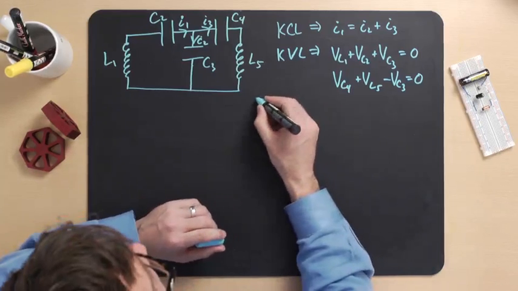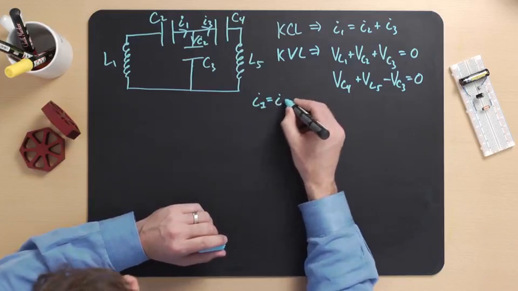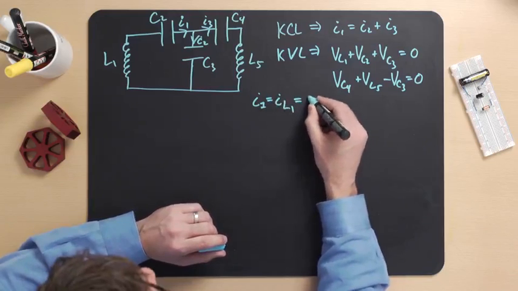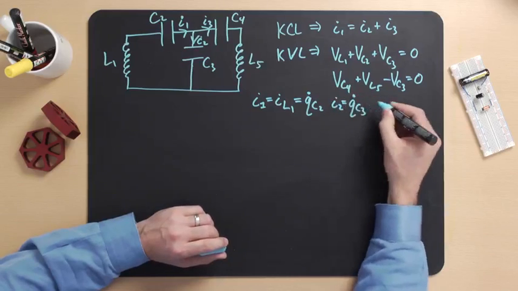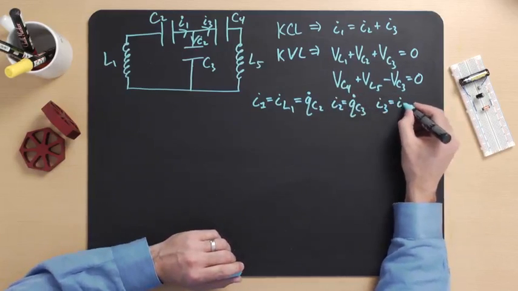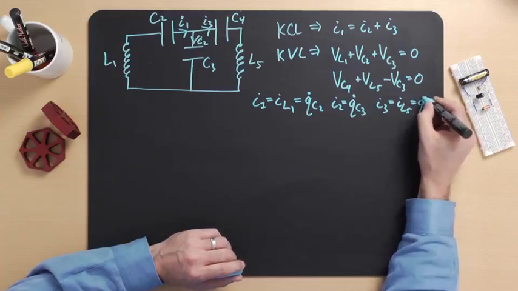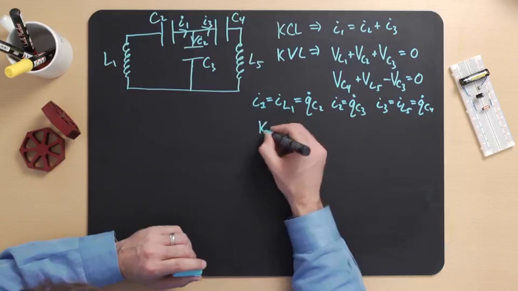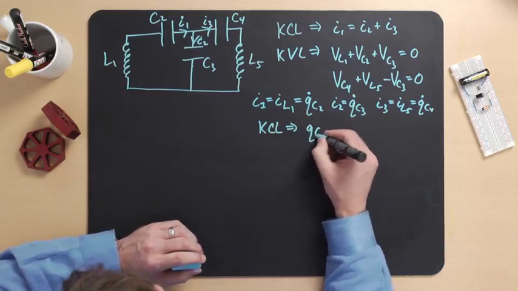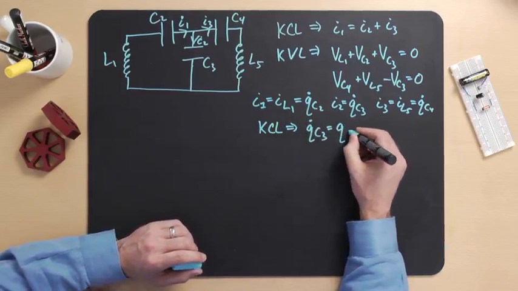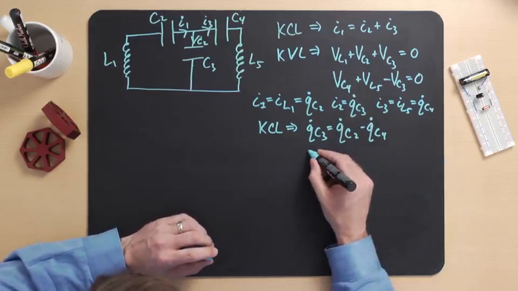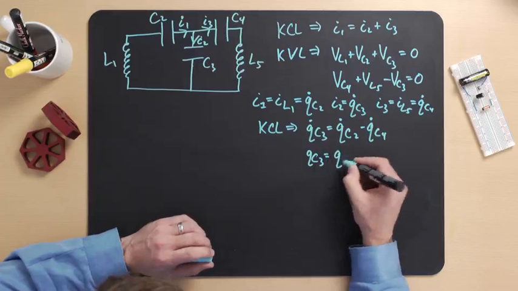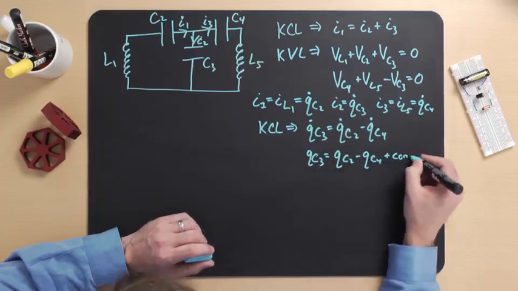Also note that we know that I1 is equal to IL1, which is equal to QC2 dot. We also know that I2 is equal to QC3 dot, and we know that I3 is equal to IL5, which is equal to QC4 dot. This means, just as in lecture 19, Kirchhoff's current law implies that QC3 dot is equal to QC2 dot minus QC4 dot, and that implies that QC3 is equal to QC2 minus QC4 plus a constant that we'll assume is 0.